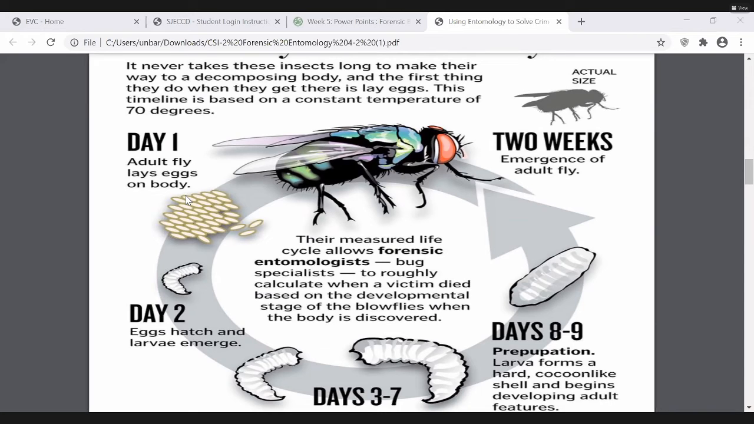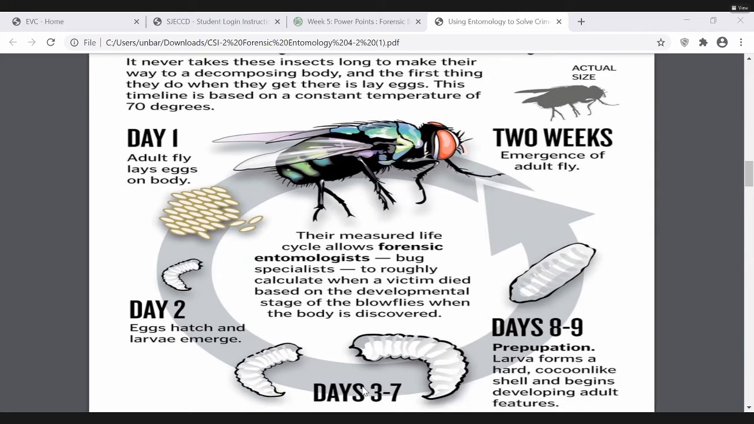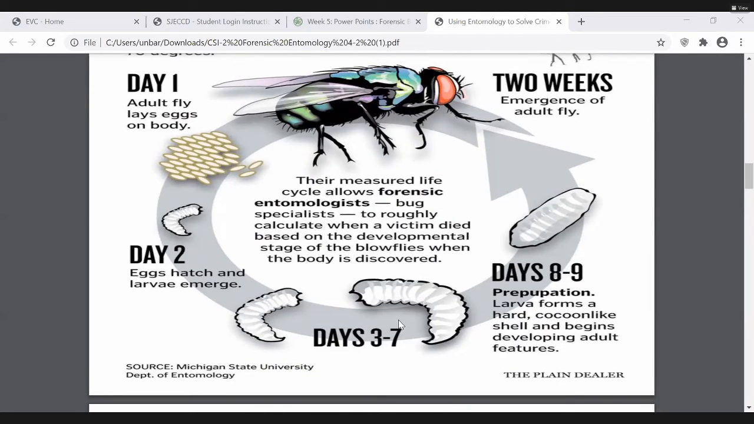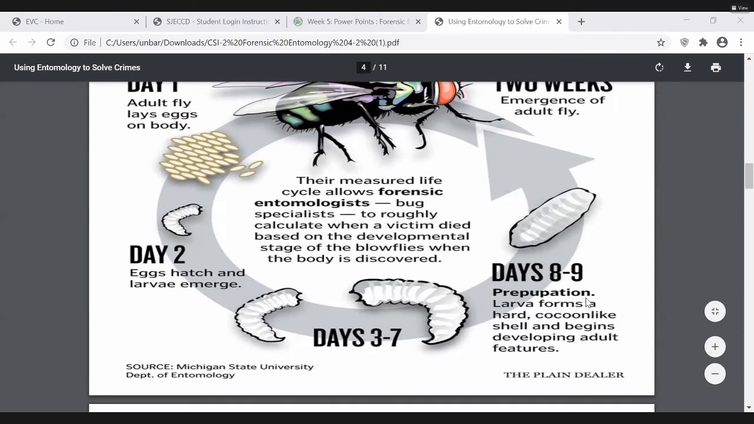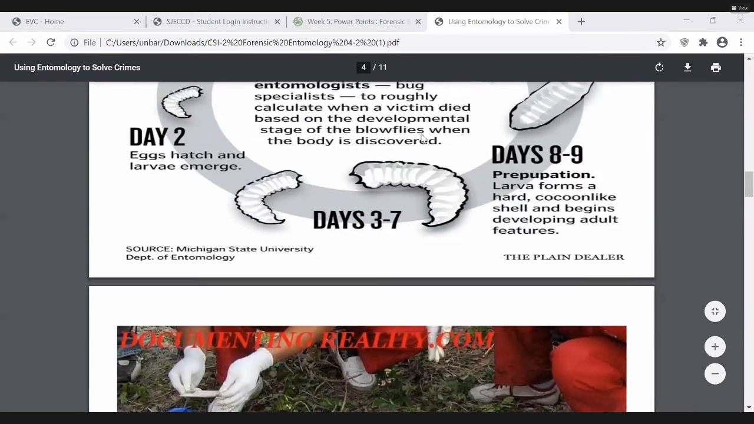Within a 24-hour period, so in day 2, the eggs will hatch and a little larva comes out. Those larvas over the next 3 to 7 days will develop into a maggot, okay? And there are different stages of this maggot that we will look at. At day 8 to day 9, the larva forms a hard cocoon shell and begins to develop adult features, okay? So just like, remember how a caterpillar goes through the chrysalis stage and becomes a butterfly. Of course, over here, there is no butterfly. Once the cocoon ruptures and opens, it forms an adult blowfly, okay?